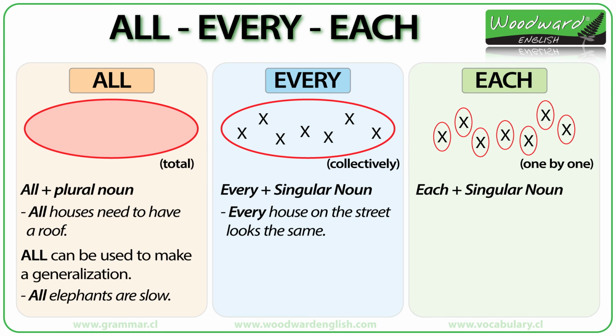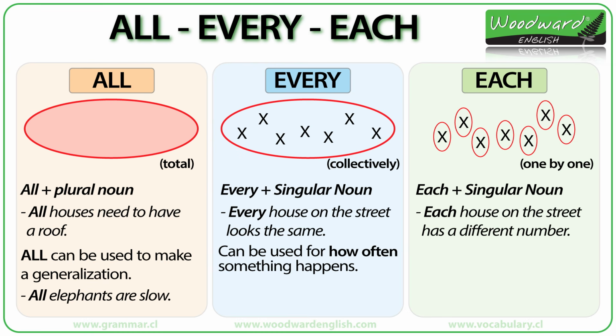Let's look at an example of each plus singular noun. Each house on the street has a different number. We use each because we consider each house individually, one by one. This house has a different number, and this house has a different number, and this house, etc. They all have a different number. Each is used when we consider them individually, one by one.